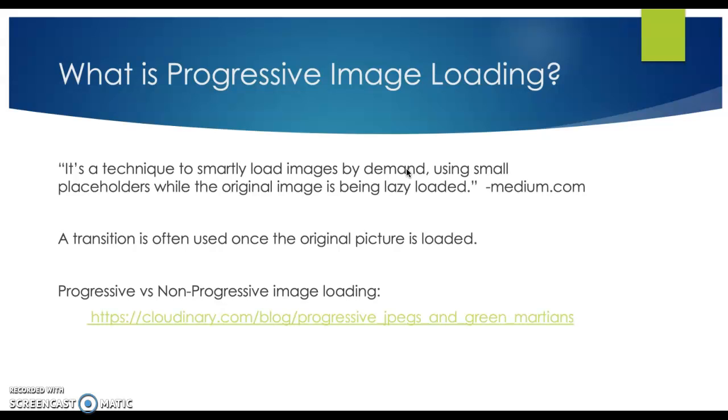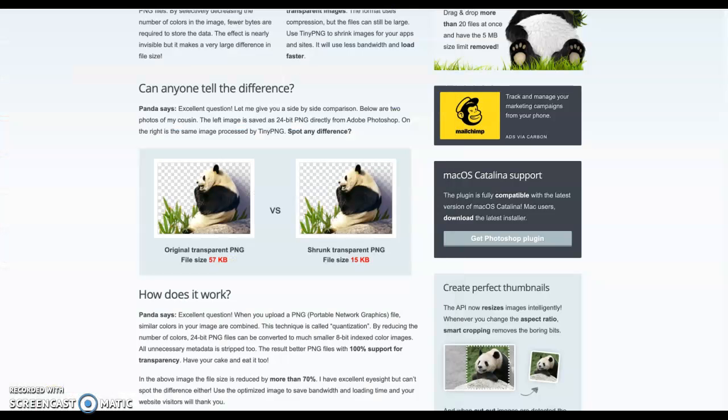Basically, progressive image loading is allowing a placeholder to take the place of where your image will load. And then we transition to the nice original picture once it's actually loaded. It cuts down on the original load size when pulling up a website, and helps everything render a lot faster. I have an example here of progressive versus non-progressive image loading, just to give you an idea of what the difference looks like.